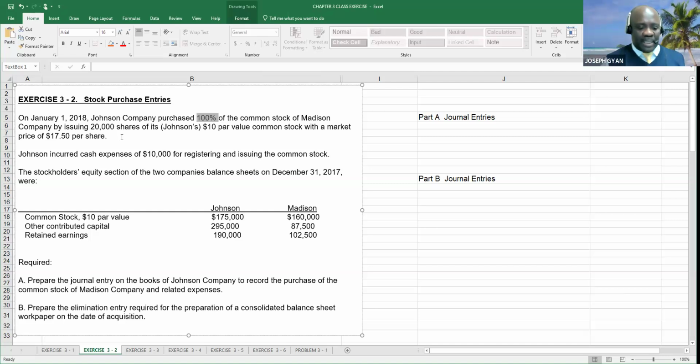So in order for them to purchase the company, they agreed to issue their own 20,000 shares to get the company. The par value of the common stock is $10 per share, with a market value price of 17.50, which means they have additional money because of that. Johnson also incurred cash expenses of 10,000 for the registration of the stocks and so on. Now, what they want you to do is, hold on, somebody's asking questions.